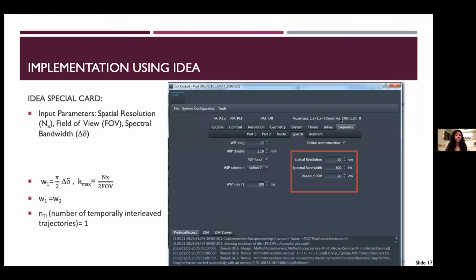Now comes the implementation part. In the implementation, we are able to enter the parameters that we want, localize voxels, and then do data acquisition, and we would get the data, which would require further processing. But it's a very good non-Cartesian reconstruction method. So that's why it would have an upper hand over the other k-space based trajectory methods that we have.